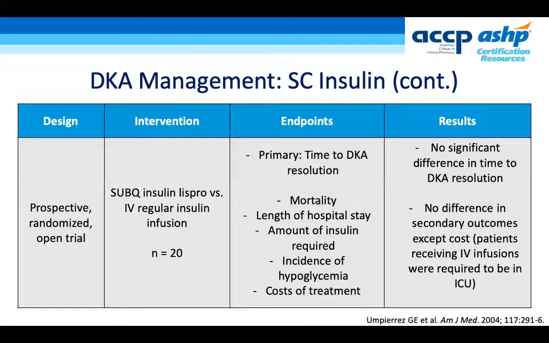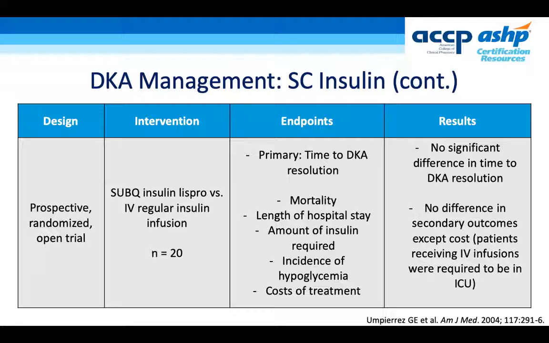And then the final study in 2004 included 20 patients, and it was an IV regular insulin infusion versus insulin Lispro. The primary endpoint was time to DKA resolution, and secondary endpoints included mortality, length of hospital stay, amount of insulin required, incidence of hypoglycemia, and the cost of treatment. The results here were that there was no significant difference in time to DKA resolution, and there was no difference in secondary outcomes except for costs.